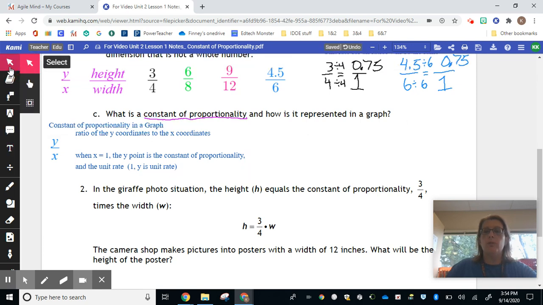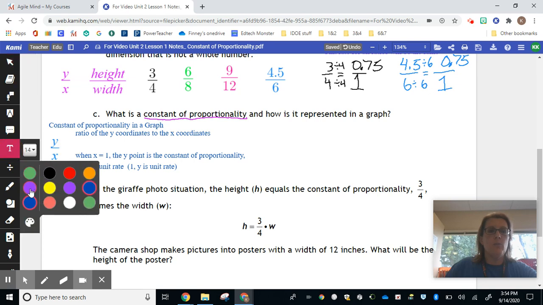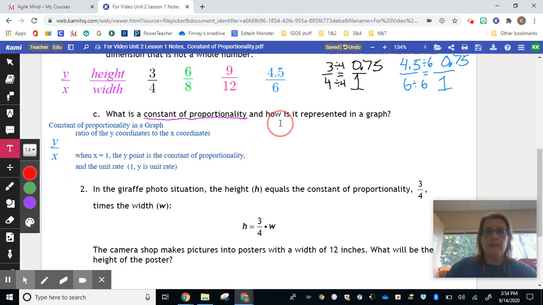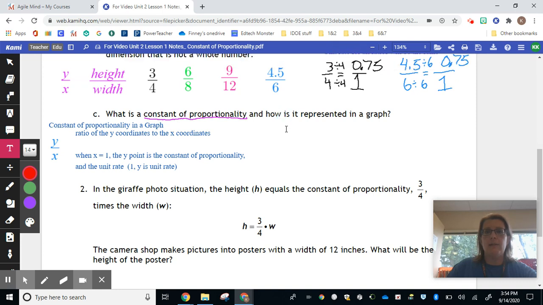And those are just rules that we have to learn, that it's always the y over the x. It's always the ratio of the y coordinate to the x coordinate. It's always the up and down numbers compared to the sideways numbers. But we also need to talk about the equation way, because the equation way of constant of proportionality is actually the absolute easiest.